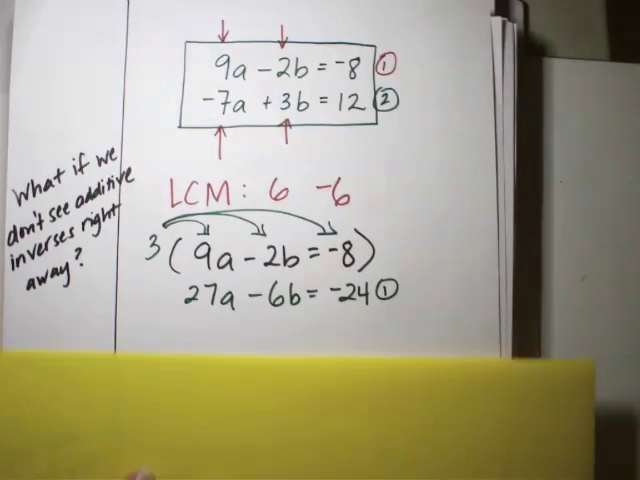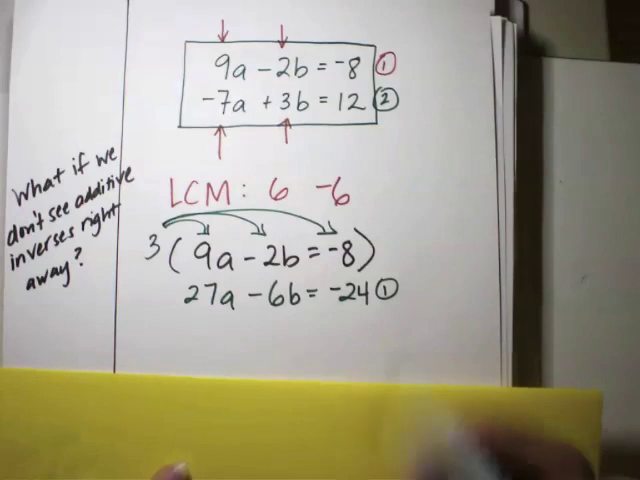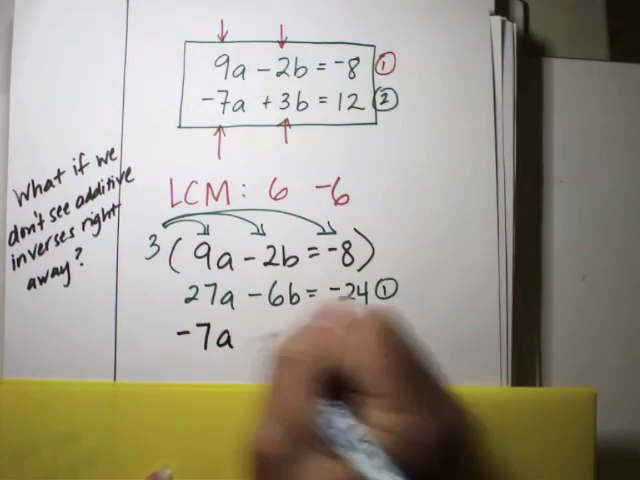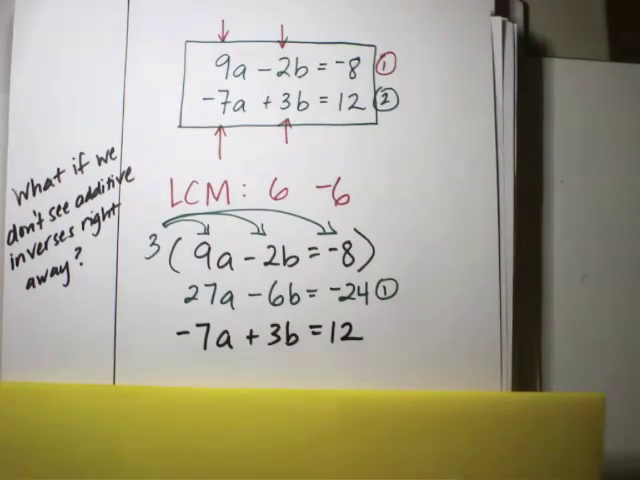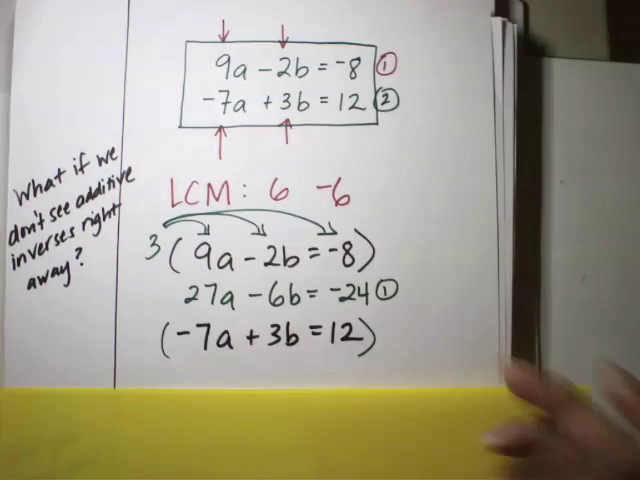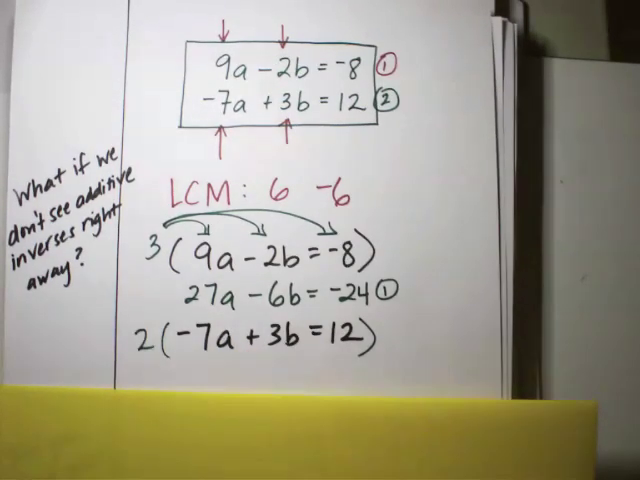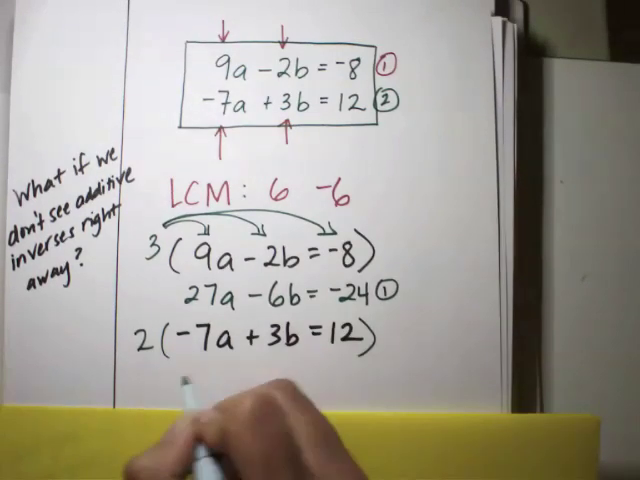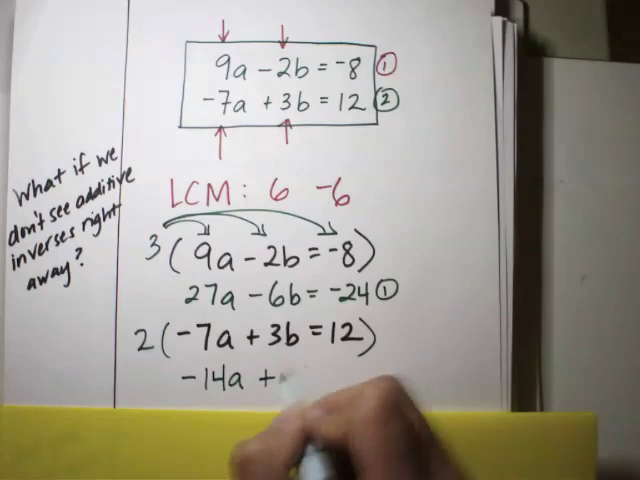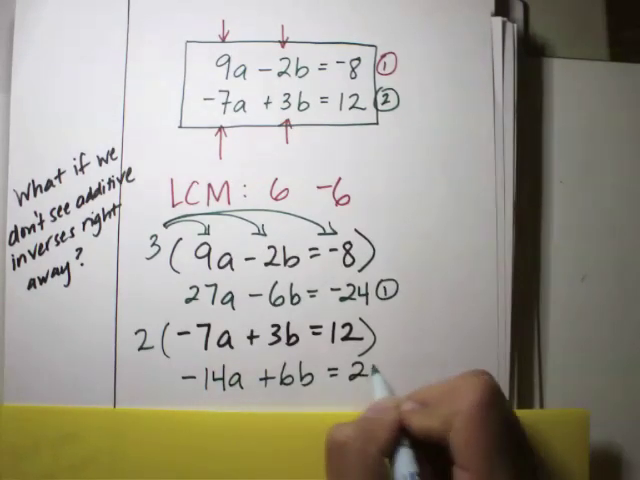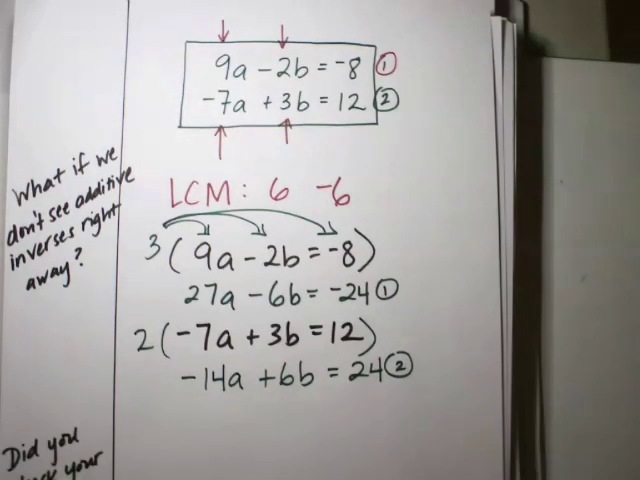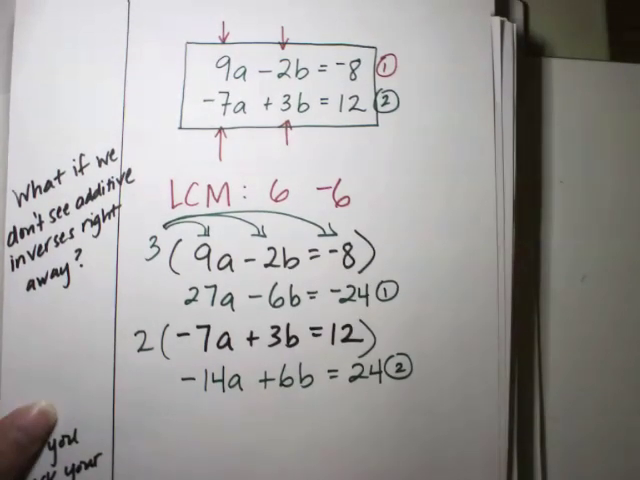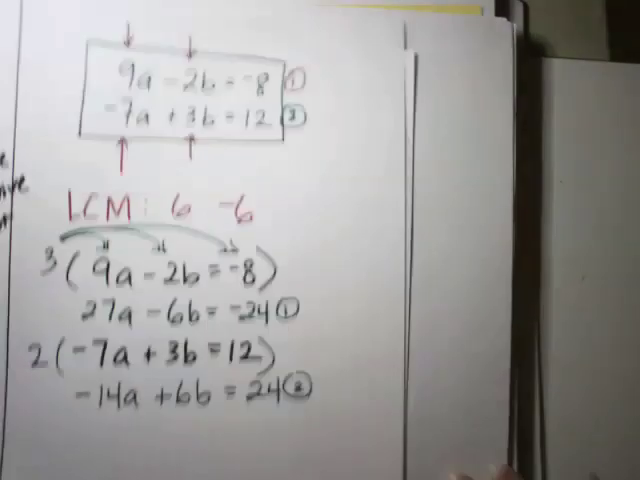We're going to do the same thing for equation number 2. We once had negative 7a plus 3b equal to 12, and now we want to multiply this entire equation by a positive 2, and that will give us negative 14a plus 6b equals 24. So this is equation number 2. And I'm going to write these two equations again on a separate sheet of paper so that it's nice and neat.